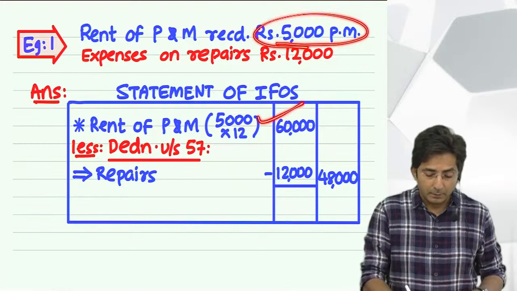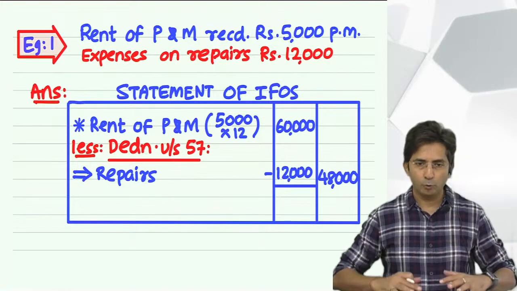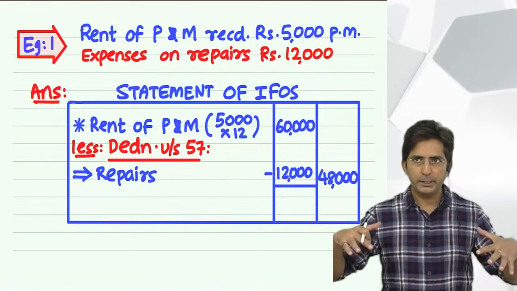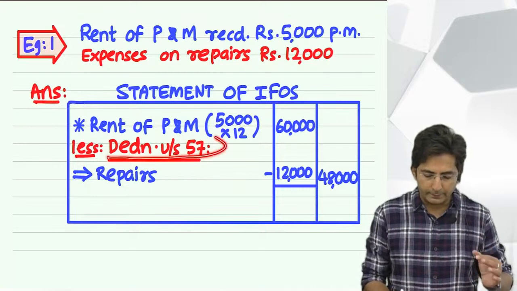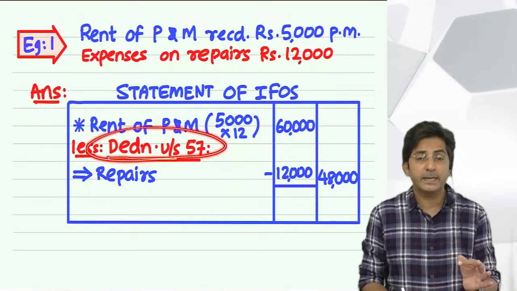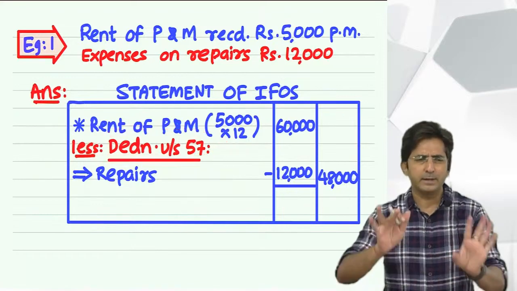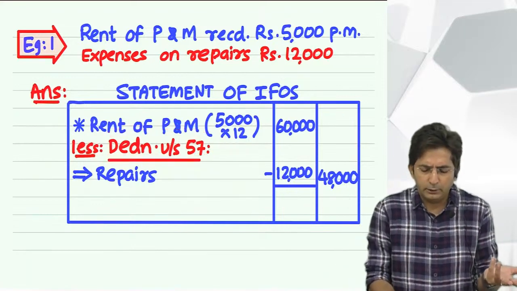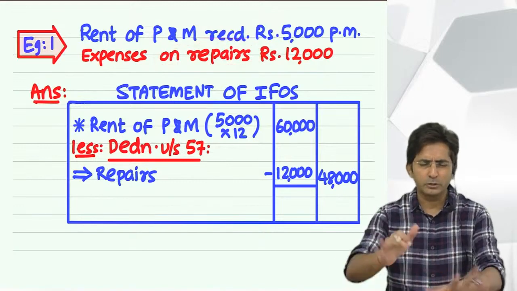And then see, when you deduct the expenses, don't deduct it casually. You have to make a formal presentation. Deduction under section 57. It is compulsory to write this statement. Which statement? Deduction under section 57. Then write whatever is given in the question. It's not necessary they will give you repair expenditure. They can give anything.